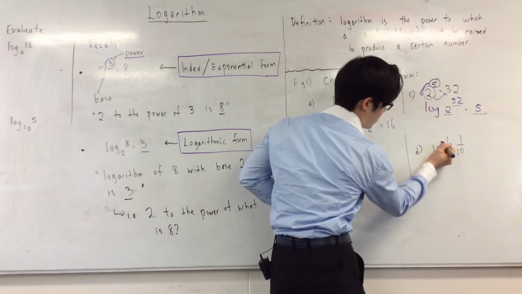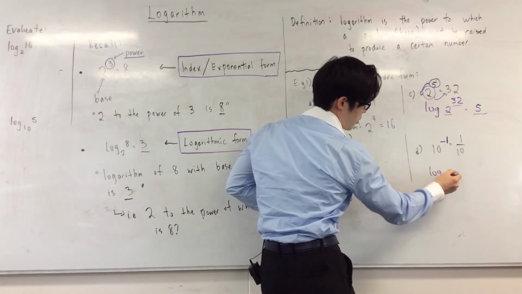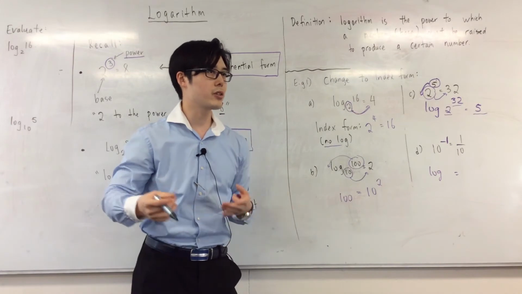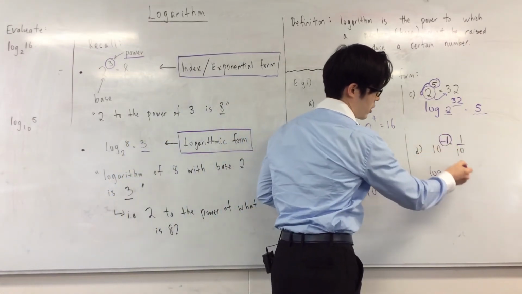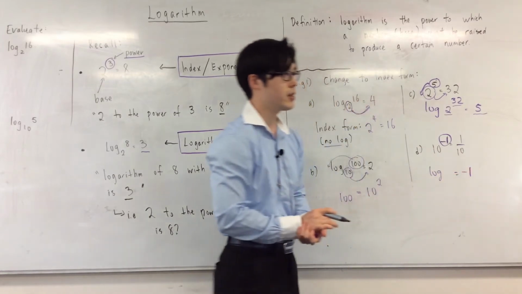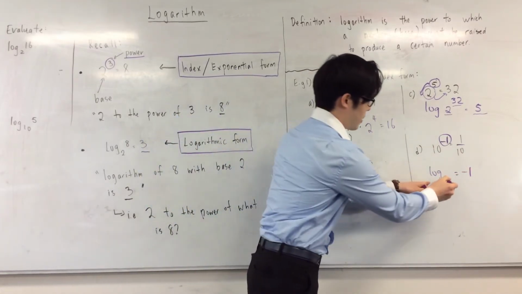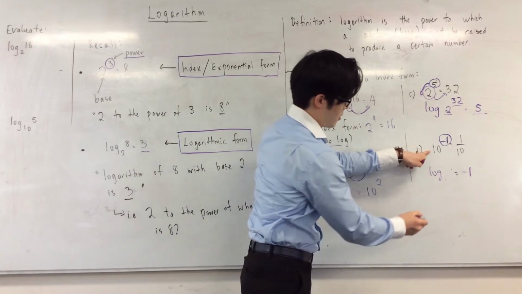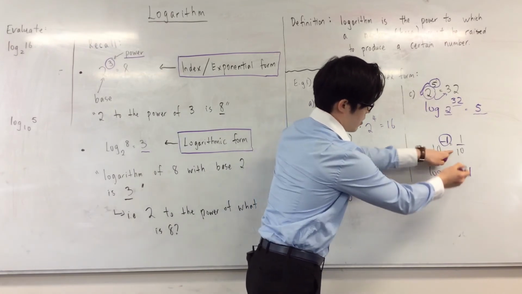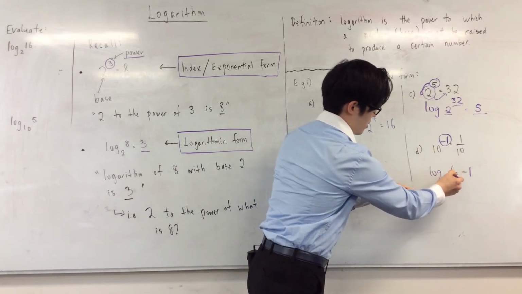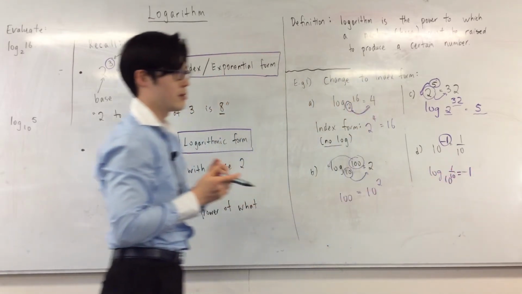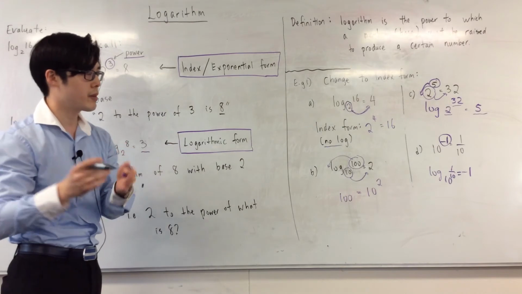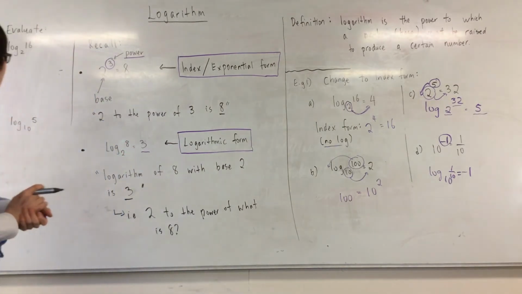Same thing here. Remember, when you're changing it to log, what are you making the subject? It's the power, right? So we want to make the power by itself. But then what are the 2 numbers that go here and here? 10 and then 1 over 10. All right, so this is logarithmic form and how to change from one to another. When you're changing to logarithmic form, you're making the power the subject.